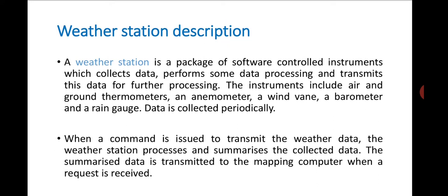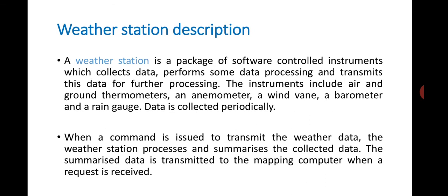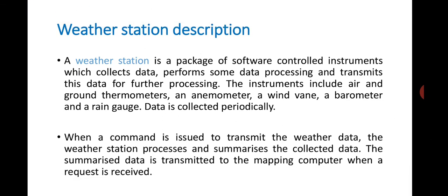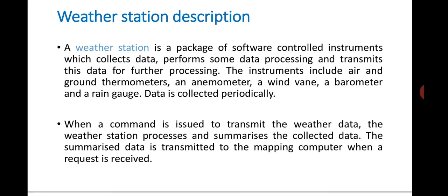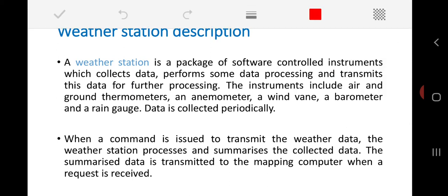With respect to object oriented design, we have taken an example of a weather station. Have a look at this weather station description. This description itself will help us to identify the different objects. Just go through what exactly the weather station means. The weather station is basically a package of software controlled instruments, which is responsible for collecting the weather data, performing some data processing, and transmitting this processed data for further processing.